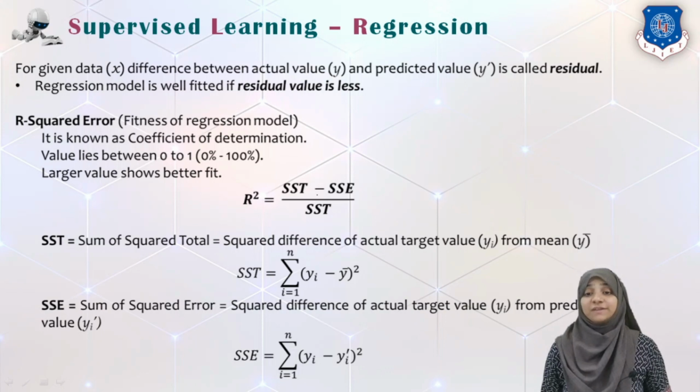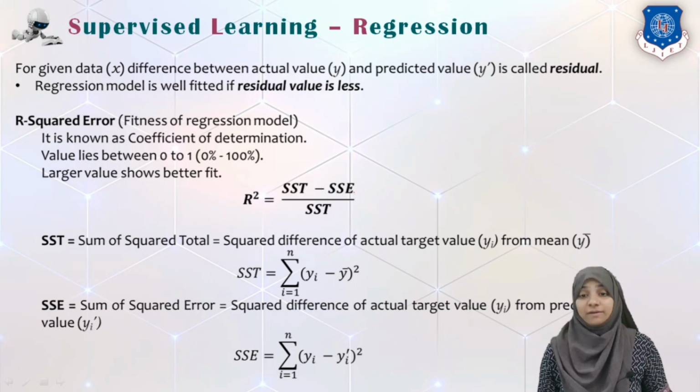Now R-squared is given as sum of squared total minus sum of squared error, divided by sum of squared total. Now what is this sum of squared total? Sum of squared total is nothing but the difference between the actual value of a sample and the mean of the samples. We take the square of that difference, we add them up, and that value is our sum of squared total.